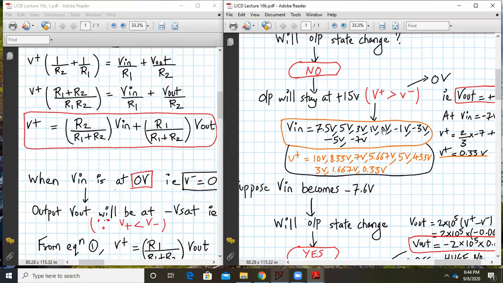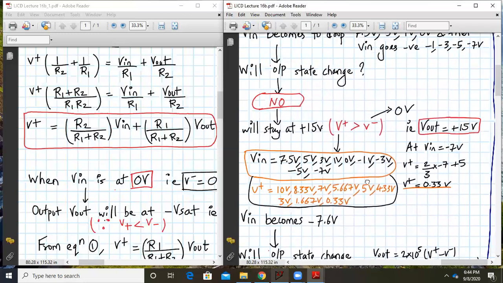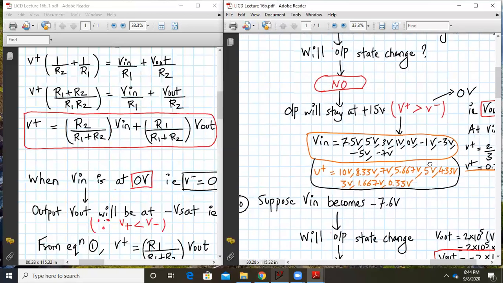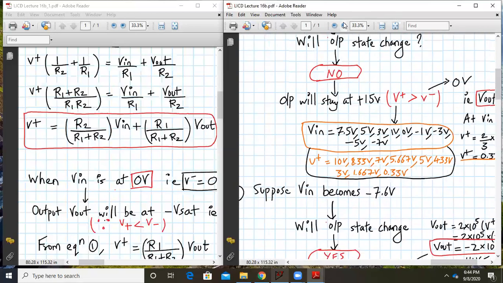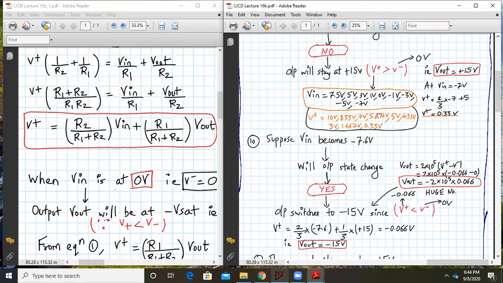When V in is 0, V plus is at 5 volts. V in is minus 1, V plus is at 4.33. V in is minus 3, V plus is at 3 volts. V in is minus 5 and V plus is coming out to be 1.667 volts. When V in is minus 7, the V plus is 0.33. So for all these cases, my V plus is greater than V minus. That is the proof itself that V output will remain at plus 15 very confidently.